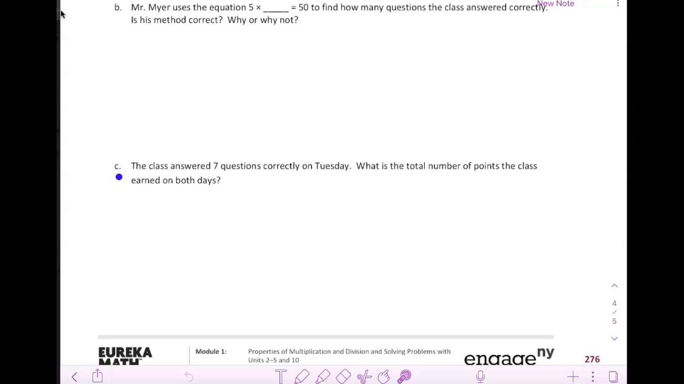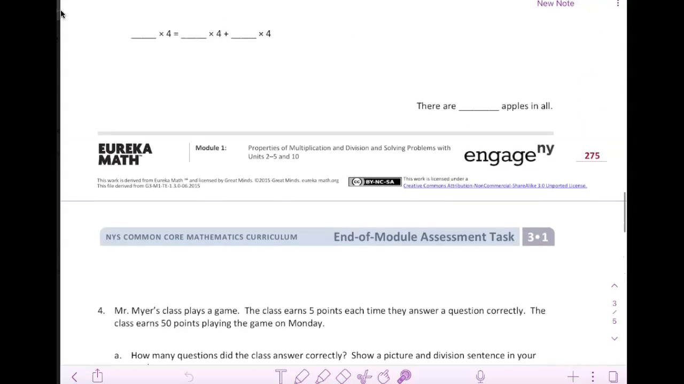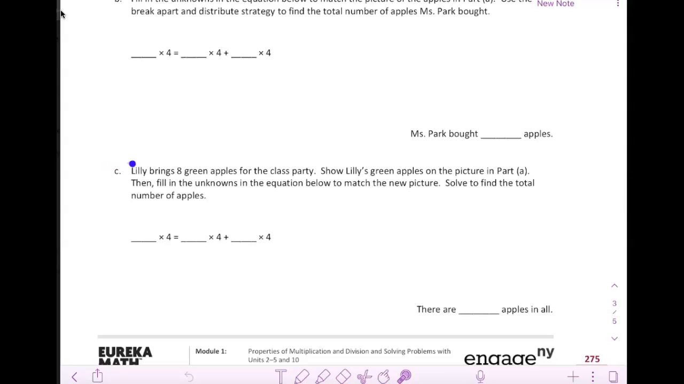Letter 4C, the class answered 7 questions correctly on Tuesday. What is the total number of points the class earned on both days? So letter C for number 4, and letter C for number 3 are extra credit if you want to try those challenge problems.